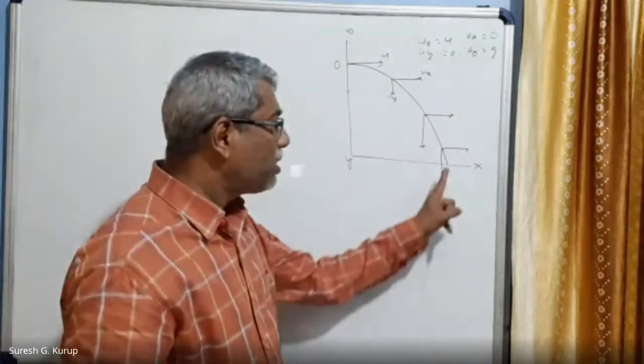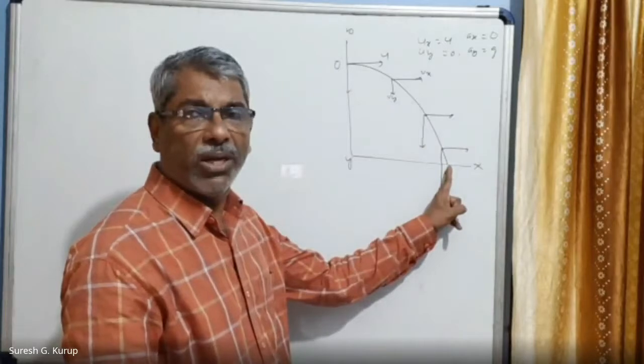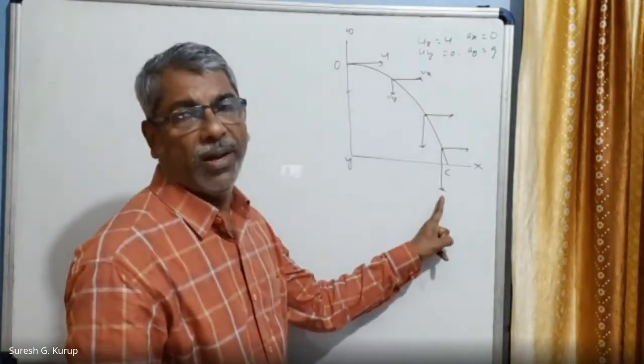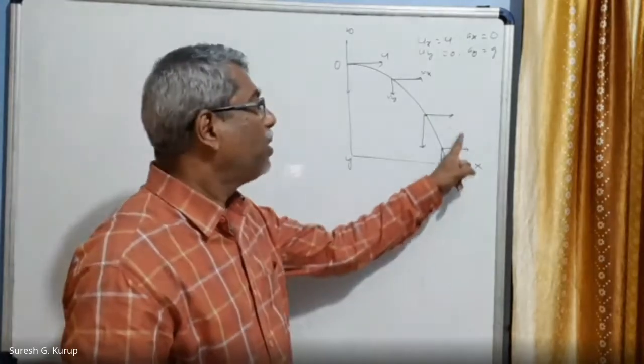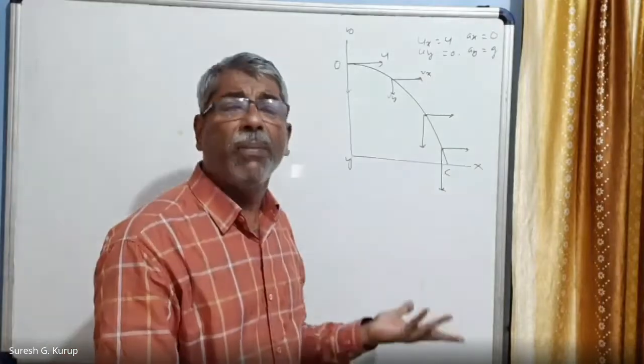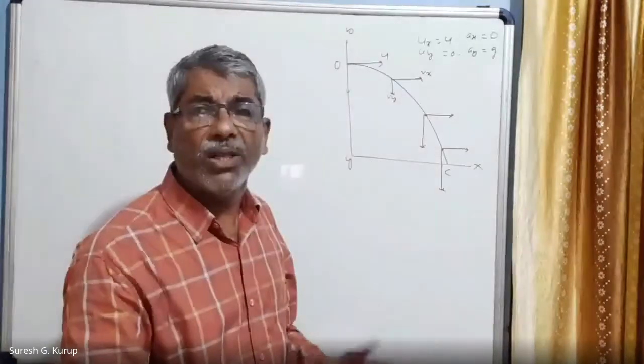So when the body reaches the surface of the earth, its vertical velocity will be very high. It is maximum. But the horizontal velocity remains constant. Why does the horizontal velocity remain constant? Because in the direction of the horizontal velocity, there is no acceleration.